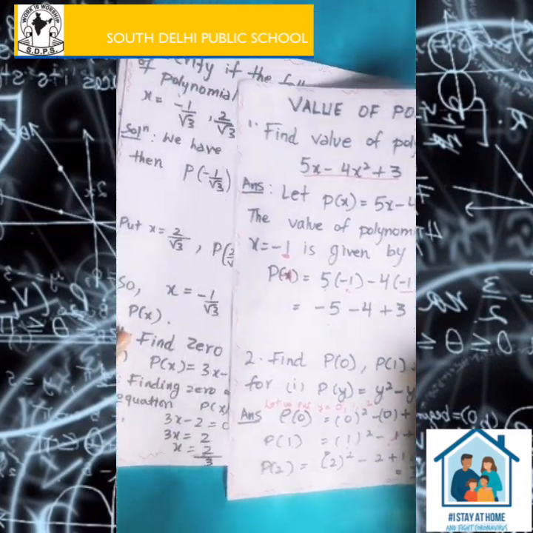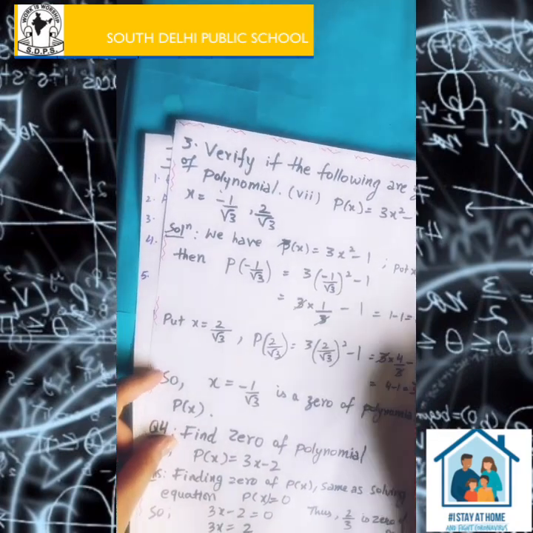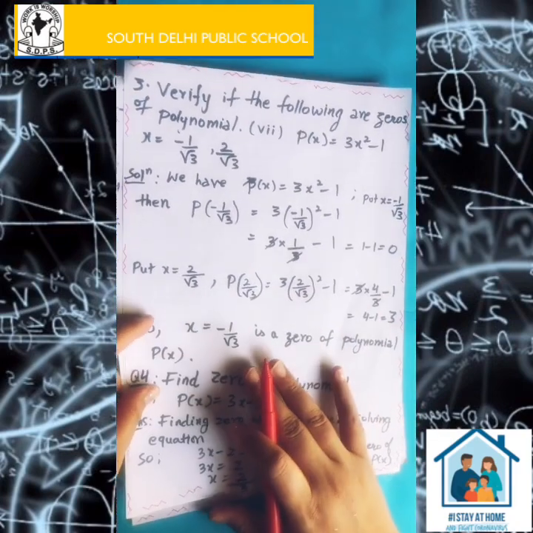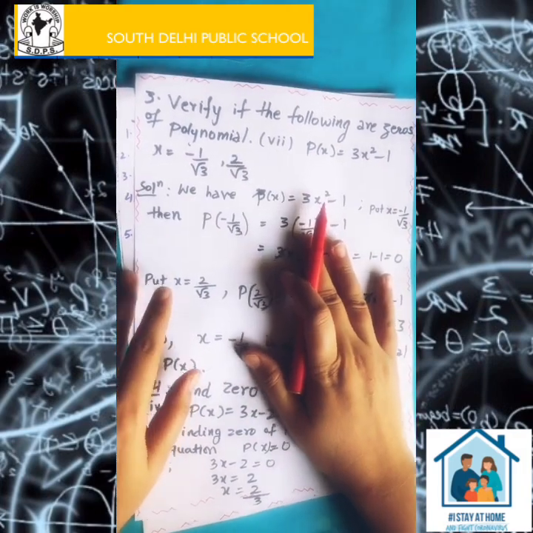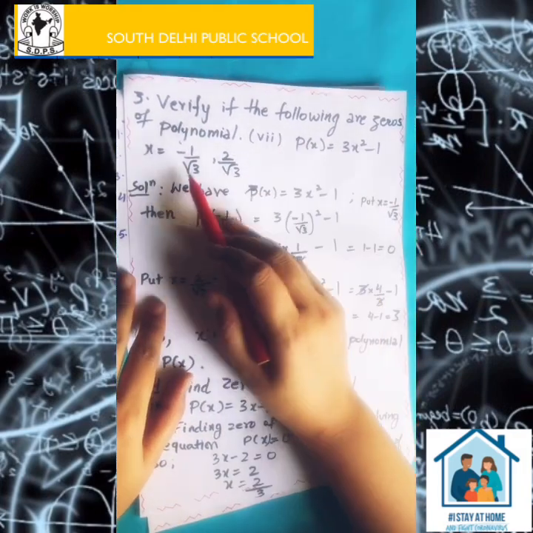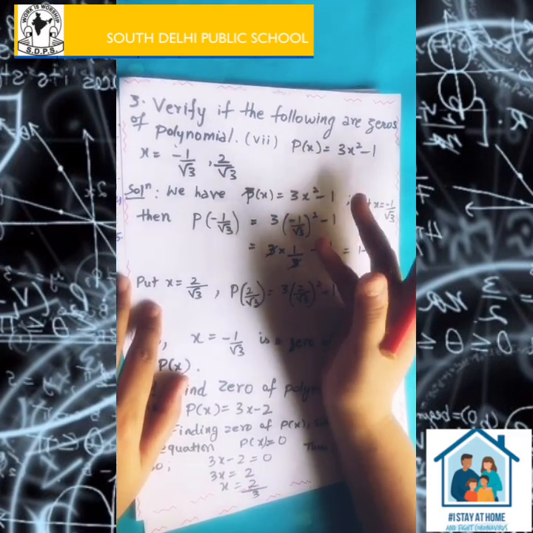Now let's come to question number 3. Verify if the following are zeros of the polynomial. So I have already explained to you about zeros. Zeros of the polynomial, or we also call them the roots of the polynomial.